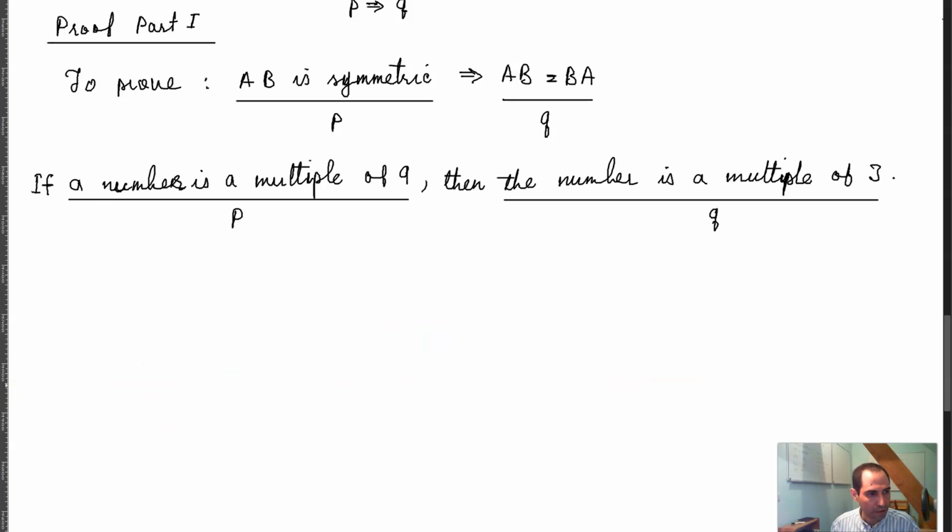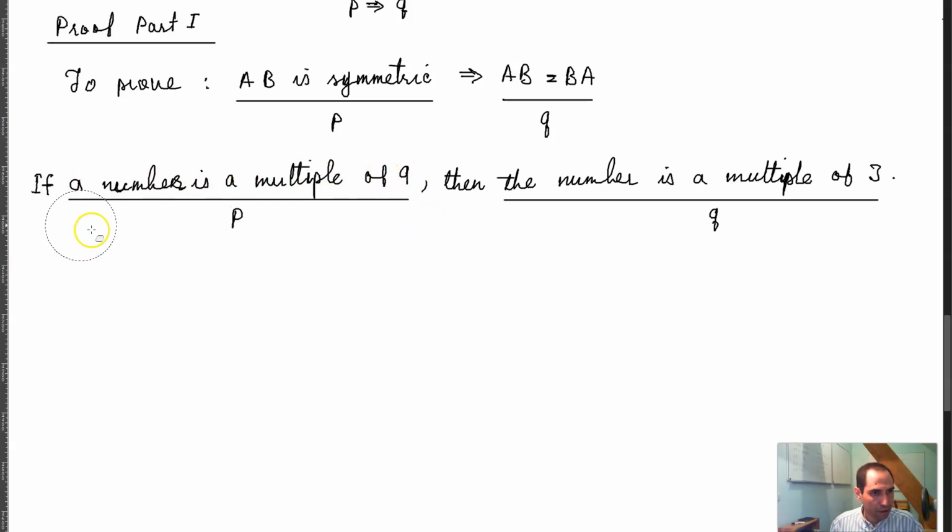Meaning that what I'm saying here is that I'm going to assume that the number is a multiple of 9, and then using that assumption, I'm going to prove that the number is a multiple of 3, and that way I have basically proved the conditional. Okay.